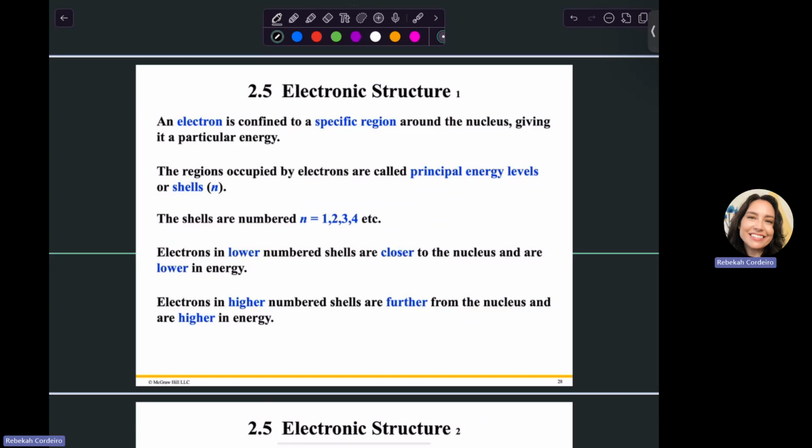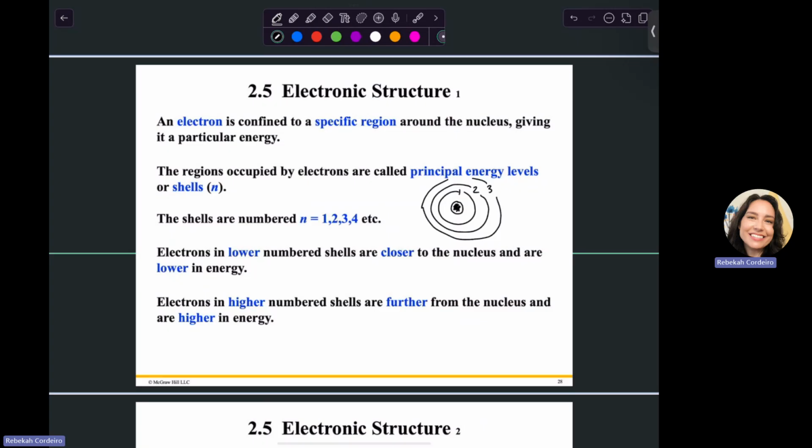Think about the Bohr model that you might have seen in physical science classes, where we have energy level 1 around the nucleus. If the nucleus is here in the center, energy level 2 is around the nucleus, energy level 3 around the nucleus, and so forth. The lower the energy level, the closer they are to the nucleus, and that's actually the lower the energy.